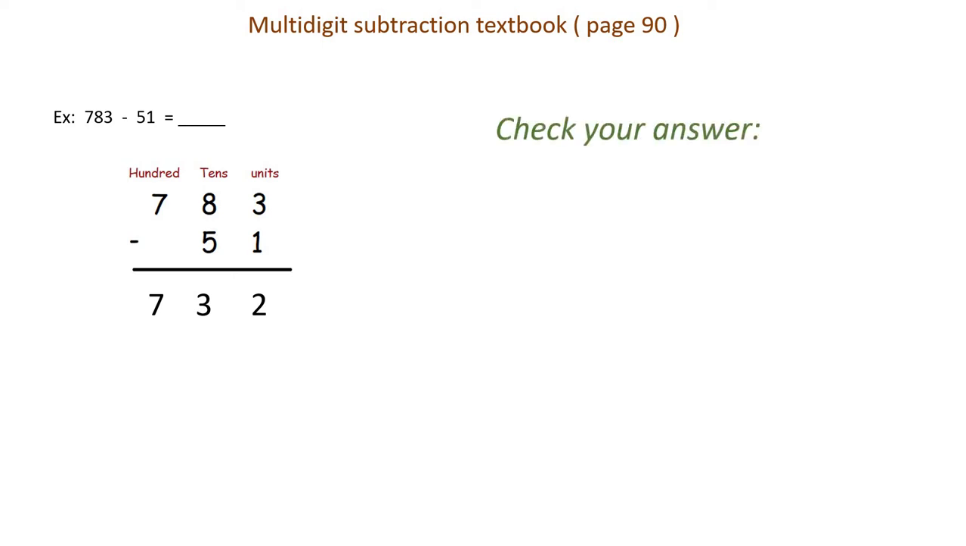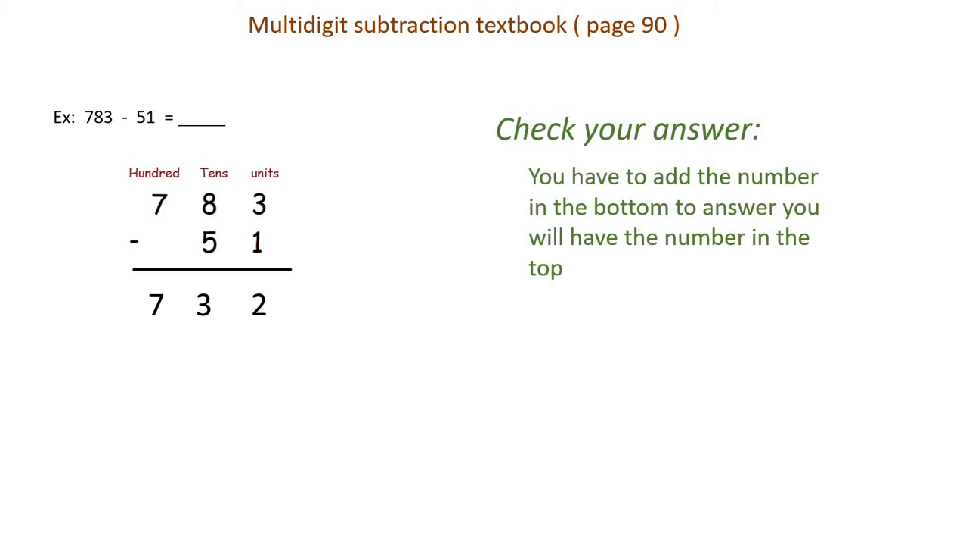Okay, but now I want to check my answer. If I want to make sure that my answer is correct, how can I do that? I have to follow some steps: you have to add the number on the bottom. This is the total, the big number over here, and you take away this number from it, and these are what is left. So now you have to add the number on the bottom. You have to add 51 plus 732, which is the answer.